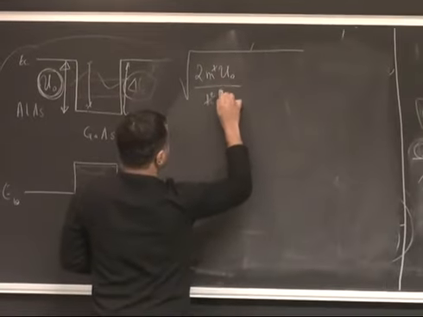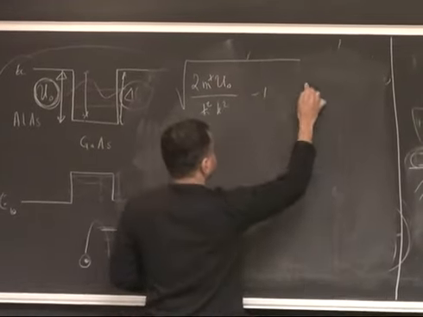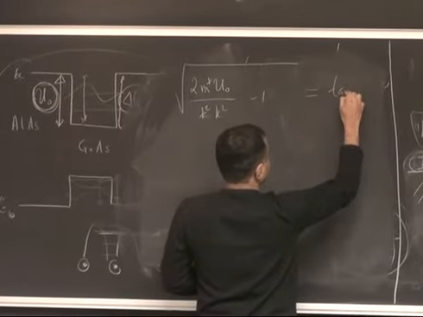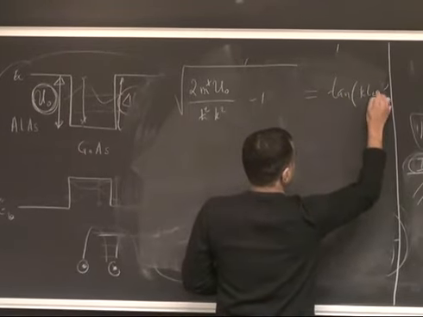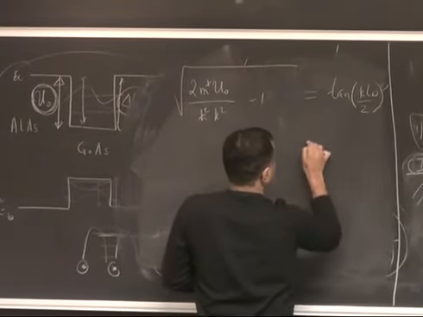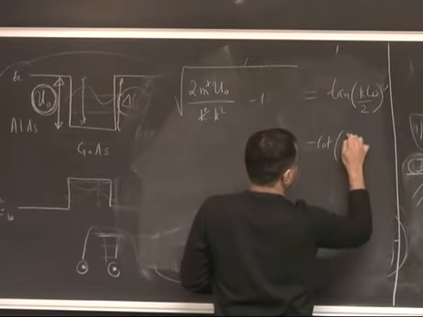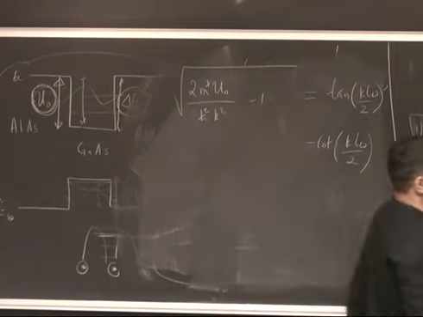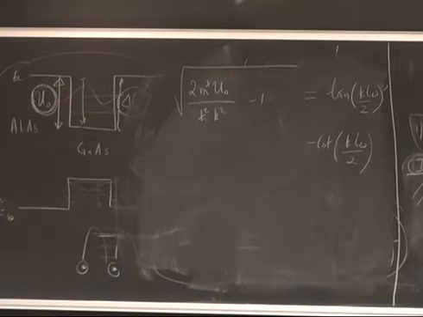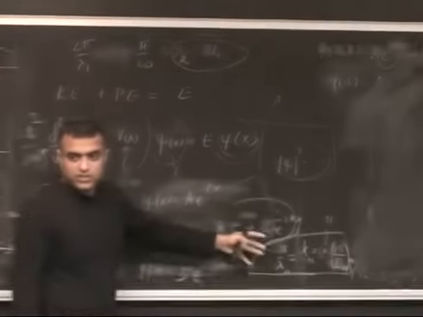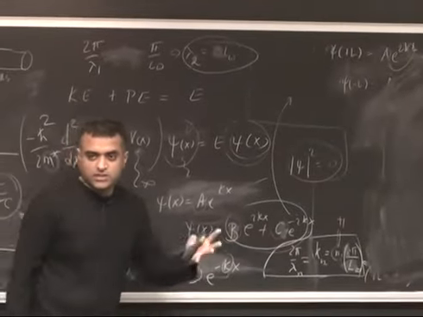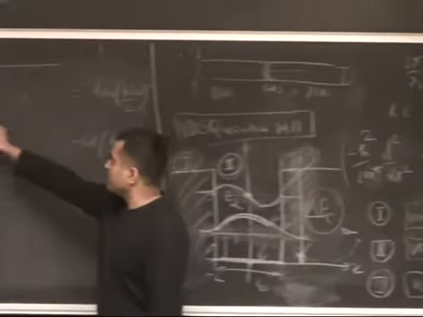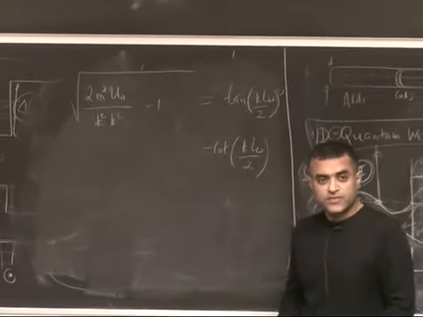Okay. So sqrt(h squared k squared minus 1) is equal to tangent of k times width of well by 2, or minus cotangent of that. This is, as I was mentioning, what comes from just demanding that there's a non-trivial solution, and this is what you get. To get a non-trivial solution, your k must satisfy these two relations.